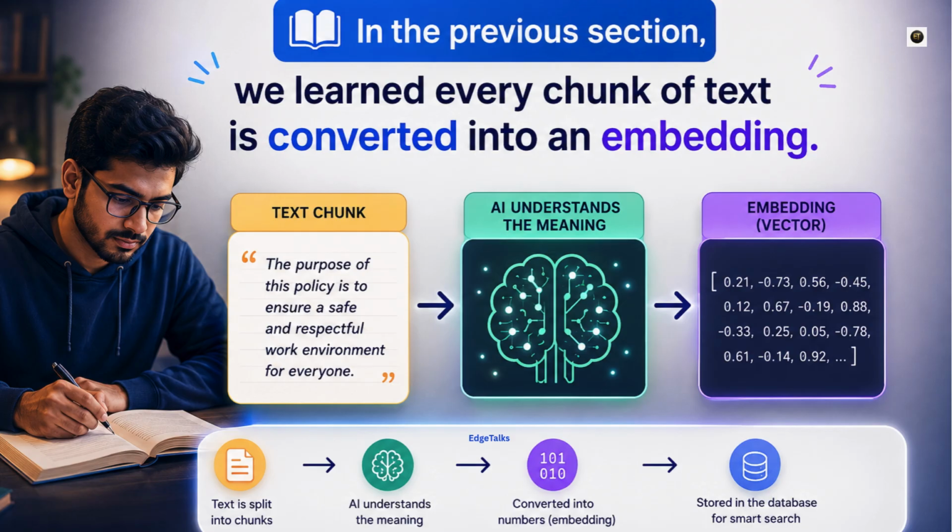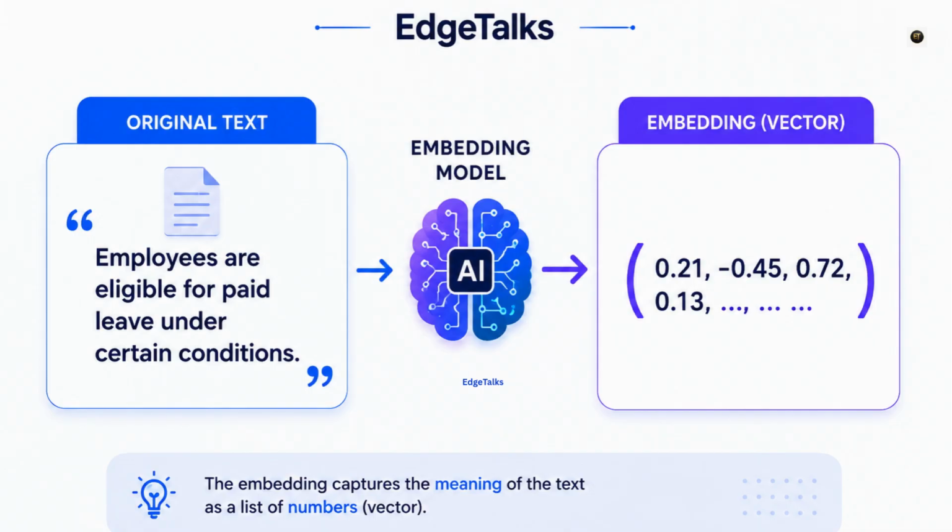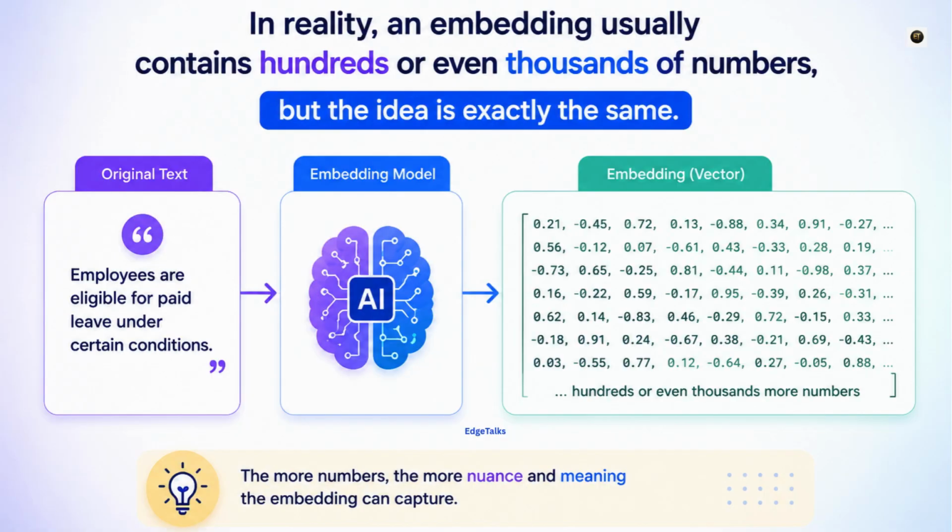In the previous video, we learned that every chunk of text is converted into an embedding, a numerical representation of its meaning. For example, if the original text is "employees are eligible for paid leave under certain conditions," after an embedding model processes it, it may become something like 0.21, -0.45, 0.72, 0.12, and so forth. In reality, an embedding usually contains hundreds or even thousands of numbers, but the idea is exactly the same.